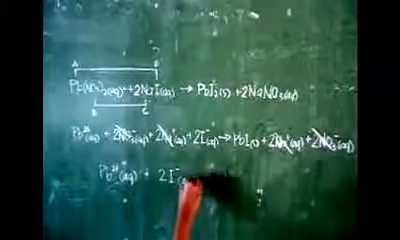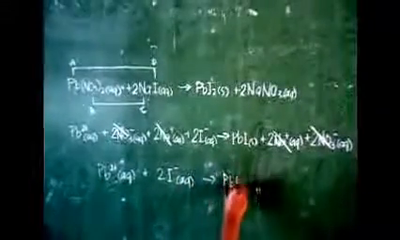So we now have lead with 2 positive charge aqueous, reacts with 2 iodide with negative charge aqueous, will produce lead iodide in solid state.